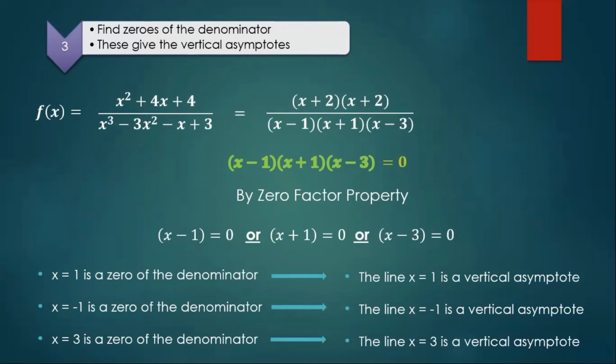Be careful of the notation here. X equal 1, the assignment of x to the value of 1, is a 0, whereas the vertical asymptote is a vertical line that has equation x equal 1, for example.